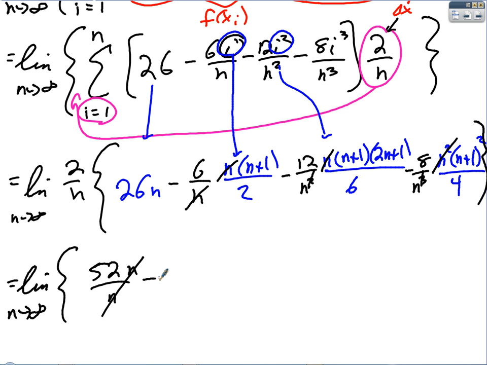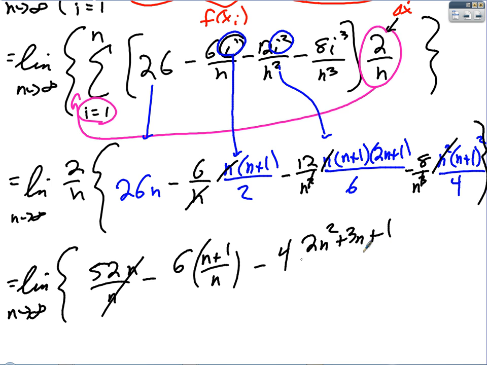Minus, if I distribute the n here, I'm going to get 12 over 2, so I'm going to get 6. And then I'm going to get n plus 1 over n, right? Minus, what's that going to give me? 3, so 36? Is that right? No, 4. You're right. I'm missing it. 4. Oh boy, if I FOIL this out, 2n squared plus 3n plus 1 over n squared. So I got an n there, an n there. Everybody with me? Okay.